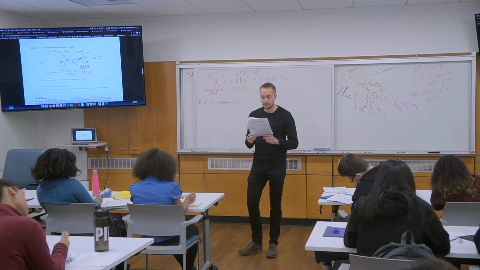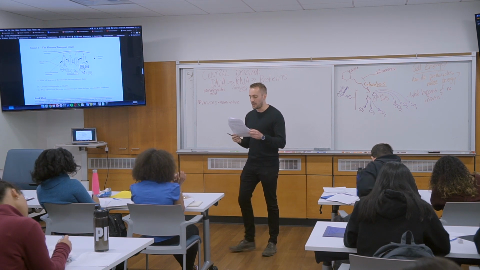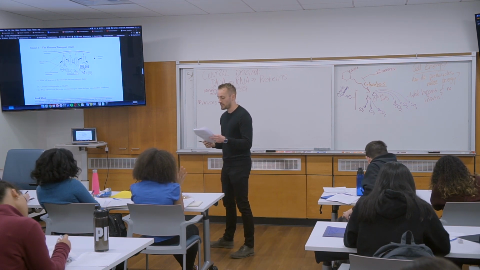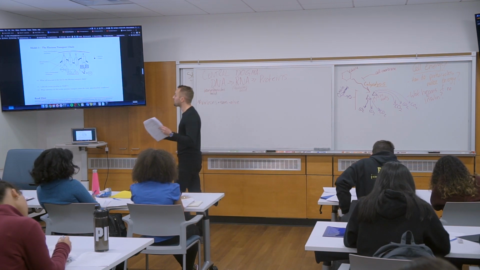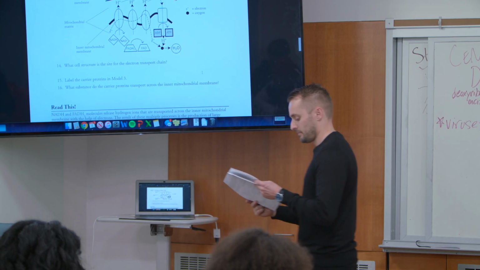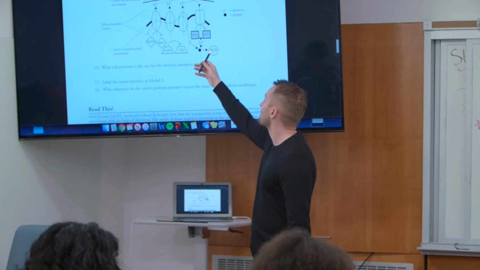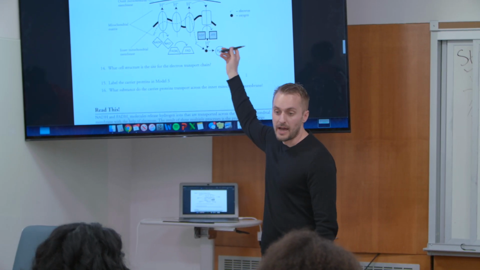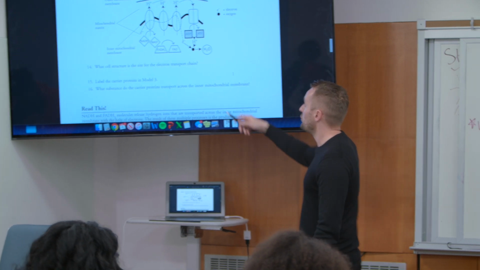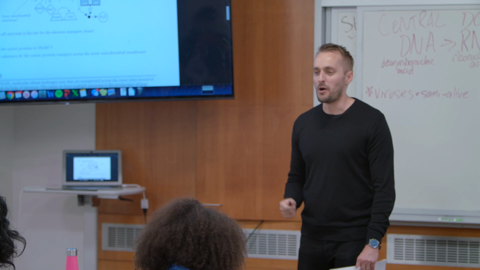So for 18, refer to Model 3. What atom accepts the hydrogen ion at the end of the electron transport chain? What accepts it? Yeah, oxygen's going to collect it. And what gets formed as a result of that? Well, if I add 2 hydrogens to 1 oxygen, I get H2O. What's H2O?